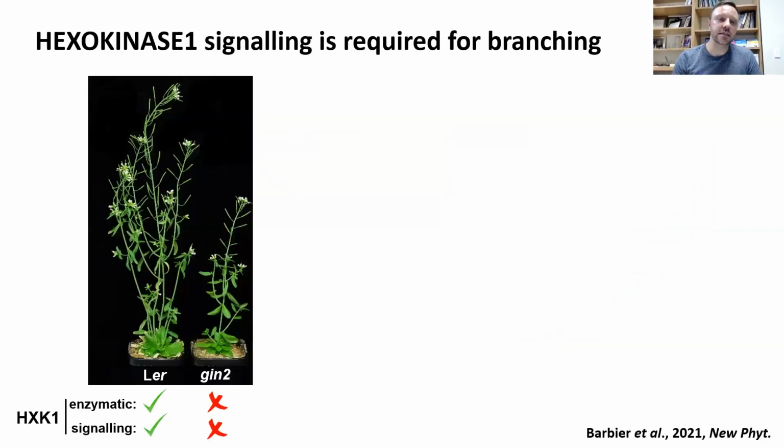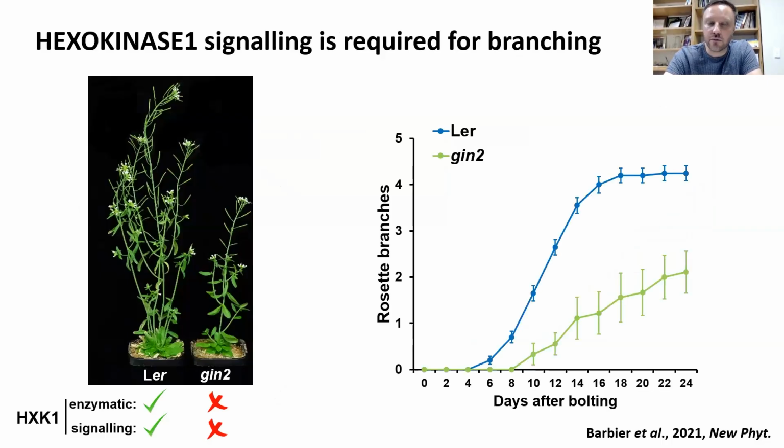And so we tested this also in Arabidopsis at the genetic level. So I used the gin2 mutant, which is a glucose insensitive mutant, which doesn't have hexokinase activity or signaling. And when I scored the number of rosette branches which emerged from the rosette after bolting, I could see that this mutant produces a lot fewer branches than the wild type, Landsberg.